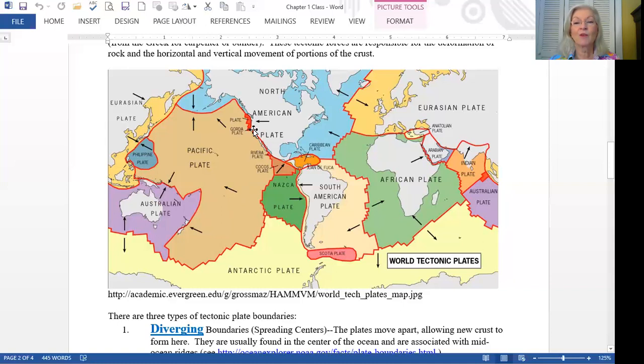And then you have places where the plates sort of slide past each other. And that's a little of what's going on right here between this section of the Pacific plate and the North American plate. So we'll discuss all of these plate relationships in just a minute. So let's scroll down so we can see that.